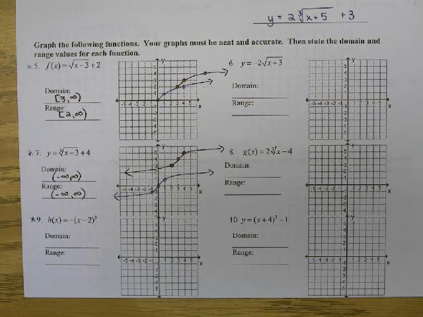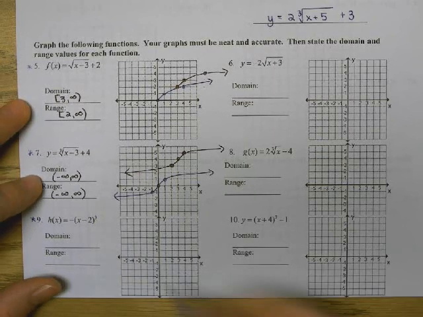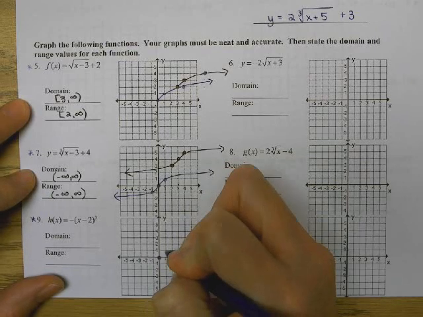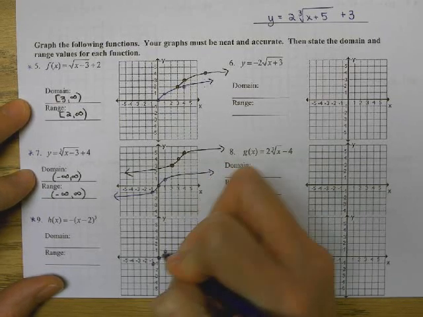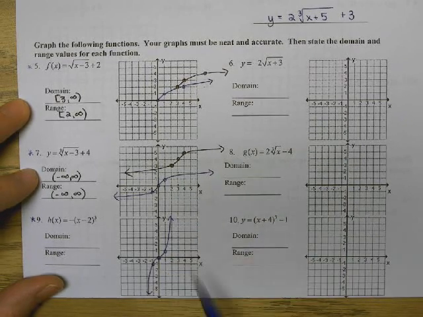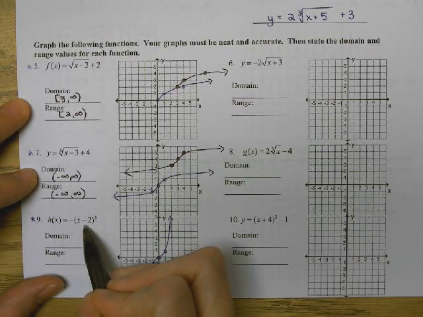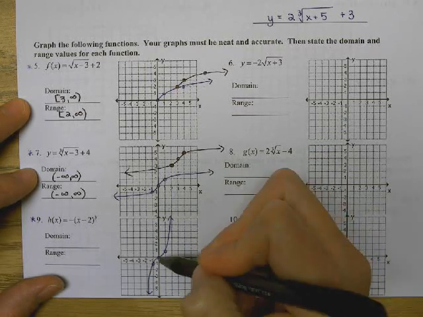Okay, on number 9, we are looking at a cubed or a cubic. So I'm going to start with my parent function, which has the same 3 points as a cube root in the middle, but I know that it goes up and down instead of left and right. On this one, this negative is going to be a reflection over the x-axis, and this minus 2 is going to move everything to the right 2.